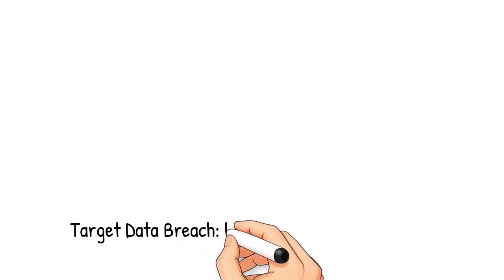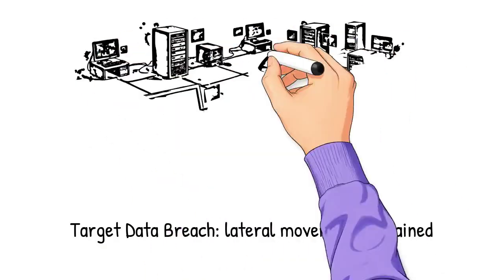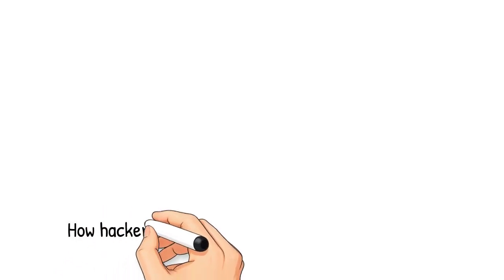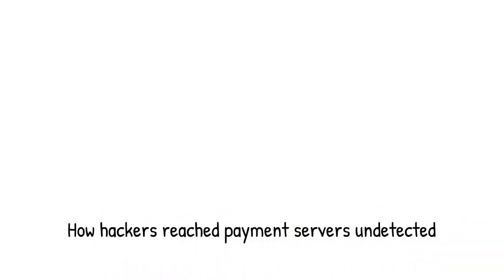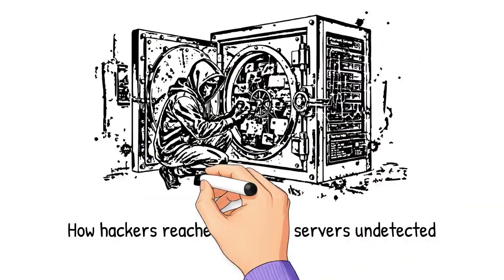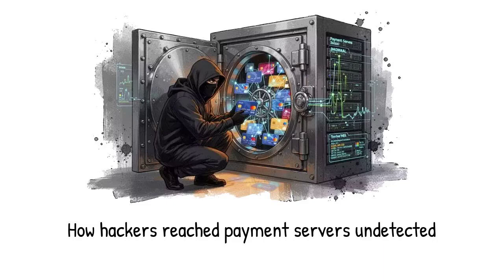One of the most famous cyber attacks in history happened because of traffic, specifically lateral traffic. Hackers first entered the target's network through a small HVAC vendor. Once inside, they moved laterally through the network, scanning traffic and identifying valuable systems. They eventually reached the payment processing servers. From there, they captured millions of credit card numbers. The attack wasn't detected because the traffic looked normal. It blended in. It didn't raise alarms. This is why traffic monitoring is essential.